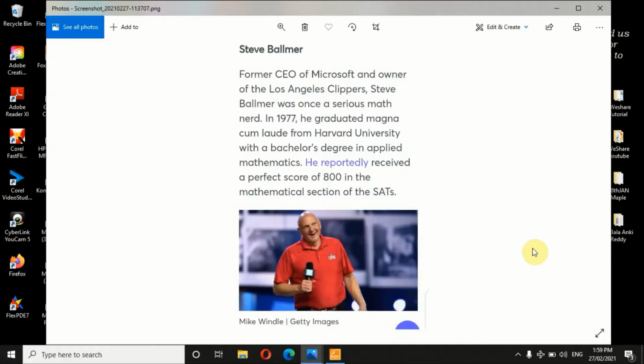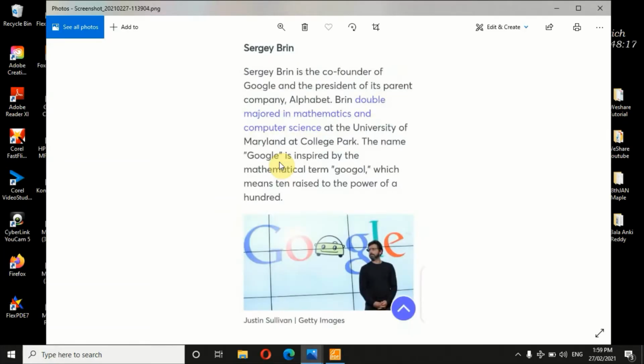But you can see on the screen now, there's a picture of a man there called Steve Ballmer. He's the former CEO of Microsoft, owner of the Los Angeles Clippers. And look at this story. They said he graduated magna cum laude from Harvard University with a bachelor's degree in applied mathematics. Can you see that? He's a CEO, but he studied mathematics. Look at this one again. This is Sergey Brin. He's the founder of Google. Can you see that? Look at that.